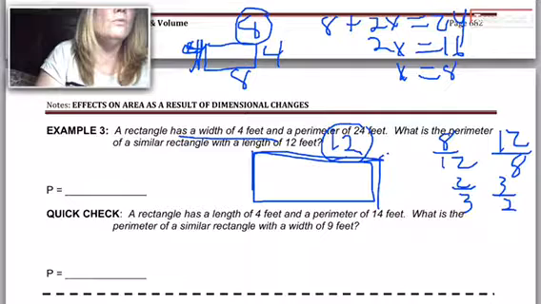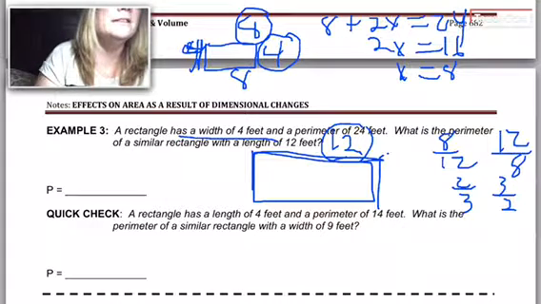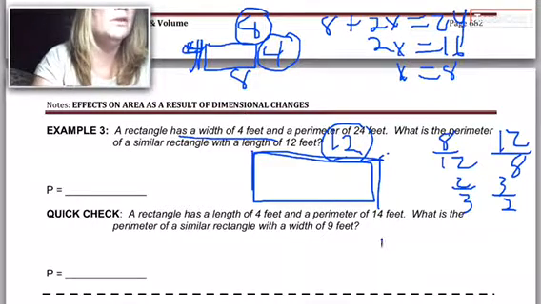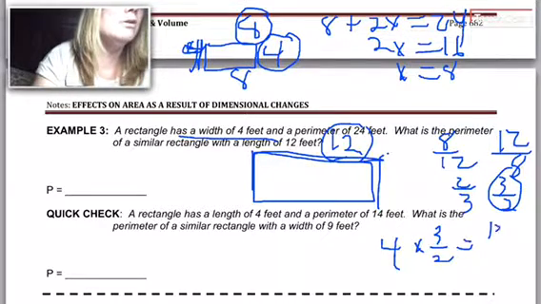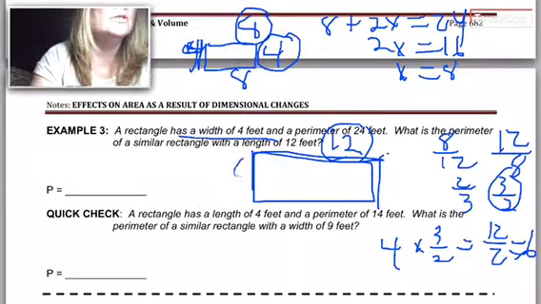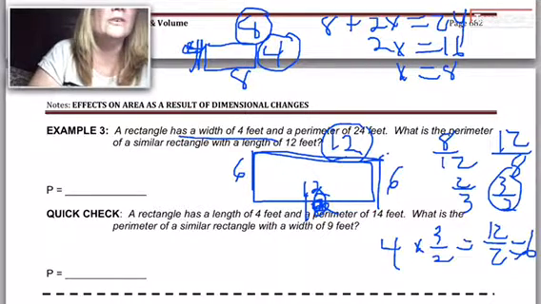It just depends on whether we want to get bigger or smaller. We have this width of 4, and we want it to get bigger. So we're going to multiply 4 times 3/2 because that's going to give us a bigger number. We get 12 over 2, which is 6. So this is 12 and this is 6. These are the dimensions of my new rectangle.